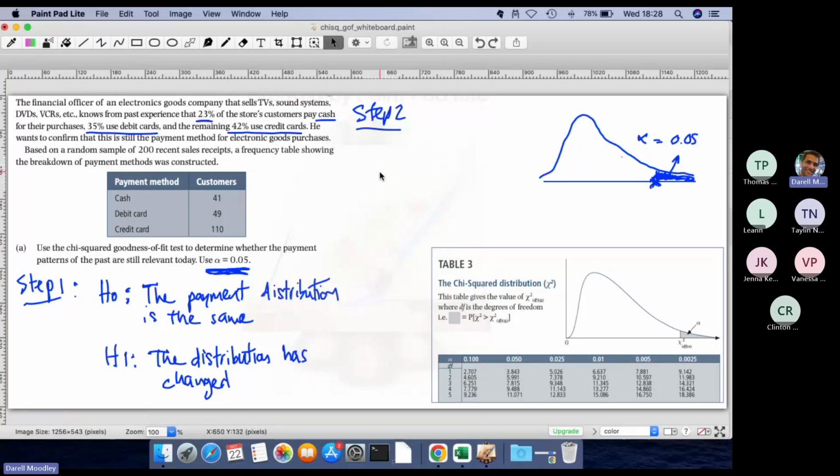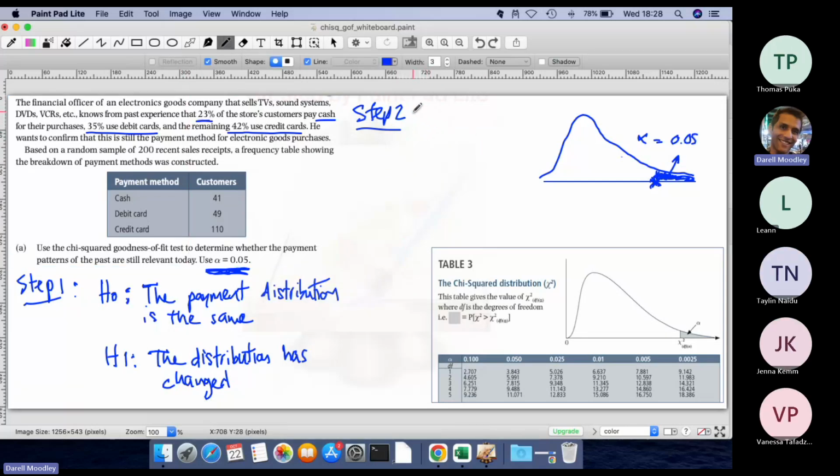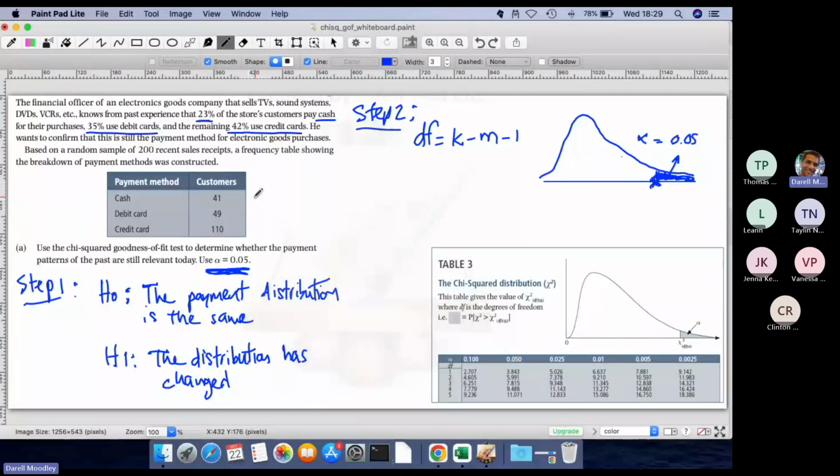Now for the chi-squared goodness of fit test, the degrees of freedom is calculated differently to how we've been doing it before. It's just for the goodness of fit test that it's done differently. The formula for that is this here: df, degrees of freedom, equals k minus m minus 1. And I'll explain what the k and the m are. Now, the k is the number of classes that you have. If you look at the data that's given to you, there are 3 classes or categories: cash, debit card, and credit card. So that's why your k is 3.